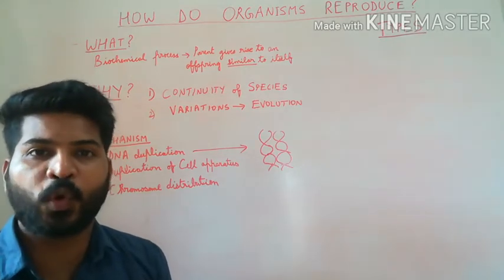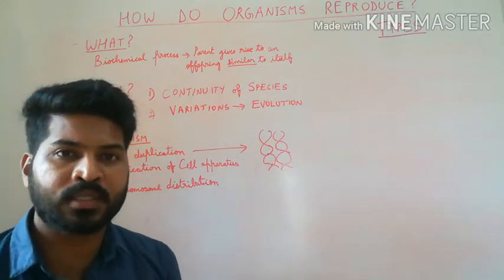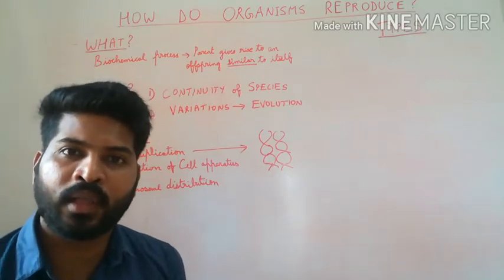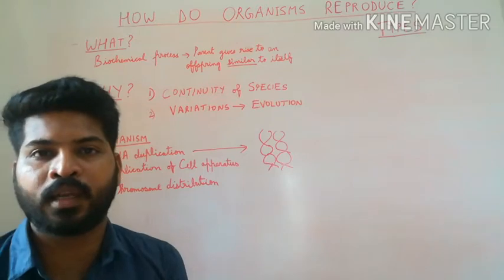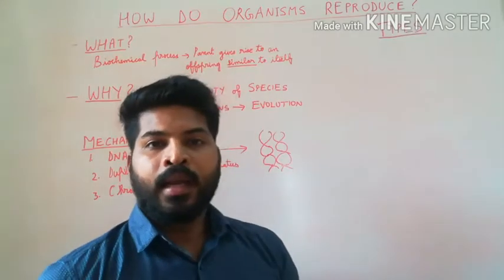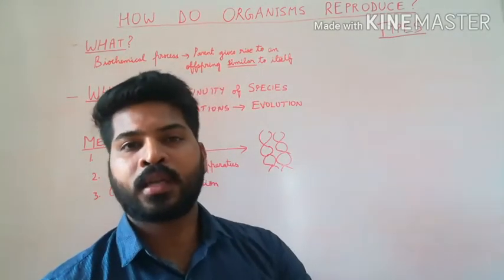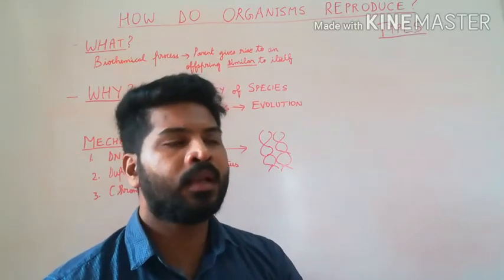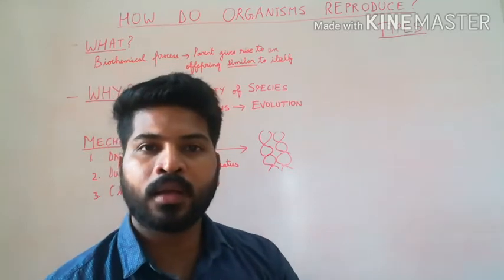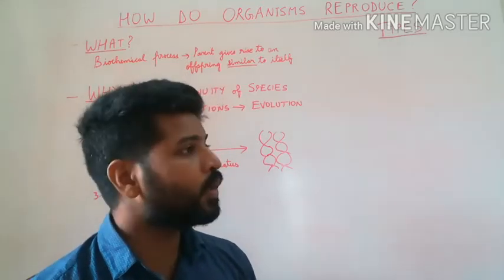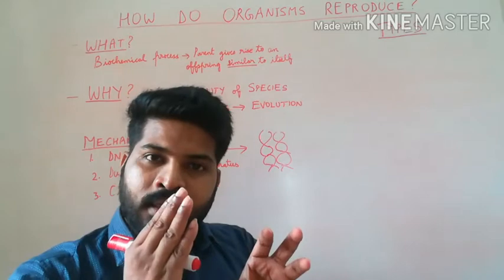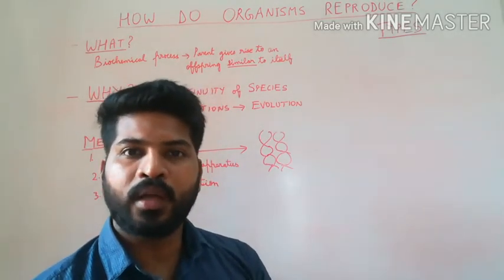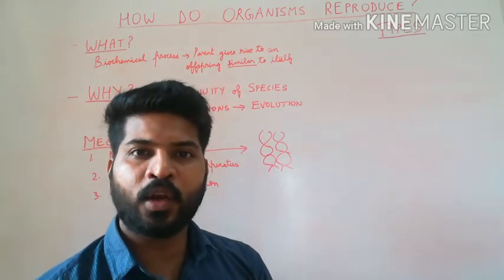Let us now look at the different modes or types of reproduction present in unicellular organisms as well as multicellular organisms. Let us first discuss reproduction in unicellular organisms. Take for example bacteria or amoeba. So the cell division itself is a form of reproduction in these unicellular organisms.